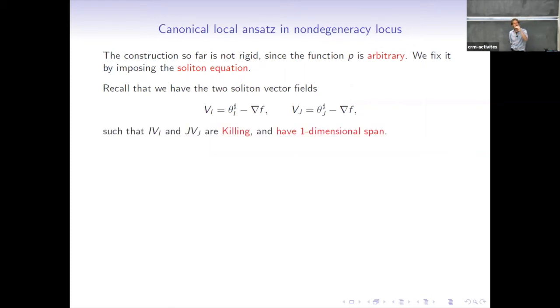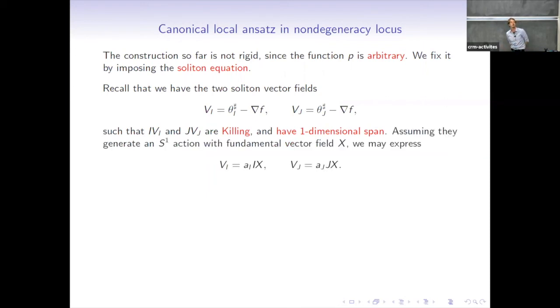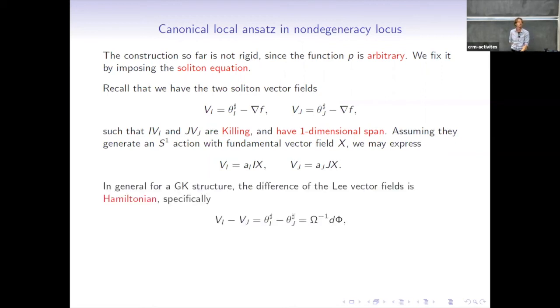Again, I'm imposing the hypothesis that they span a one-dimensional space, so that I have my biholomorphic Killing field. They generate an action. Then I can express Vi and Vj as some multiples of IX and JX, so those are moving in the horizontal space now. And it's a general fact of generalized Kähler geometry that the difference of the Lee vector fields is always Hamiltonian for this canonical Poisson structure. The precise formulation is as follows.